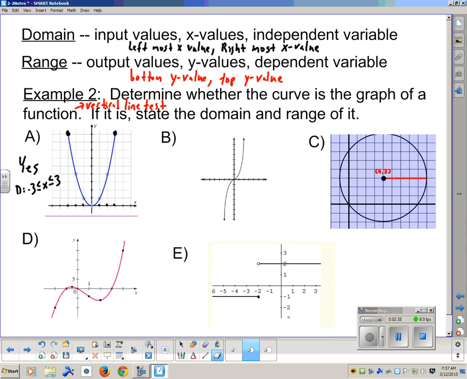Another way you can write that is to use brackets. If it includes -3, like there are closed dots on there, and there are, I can write [-3, 3] with brackets. So it means it's between those two values.